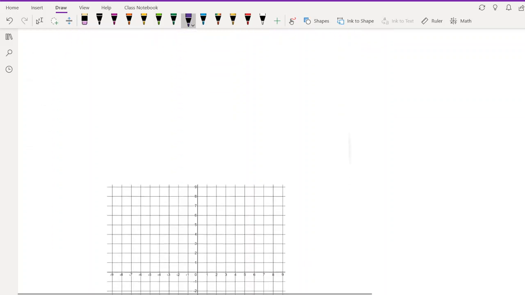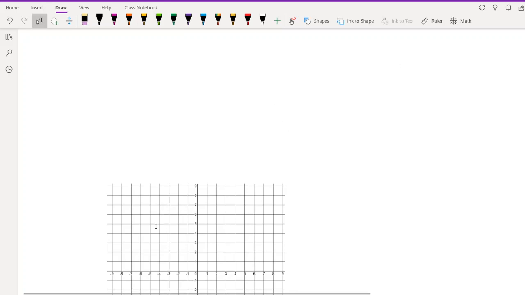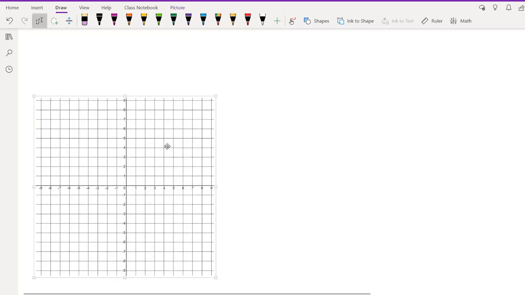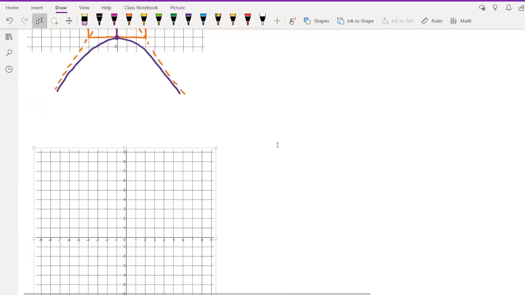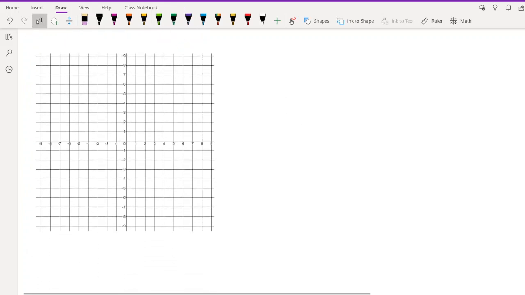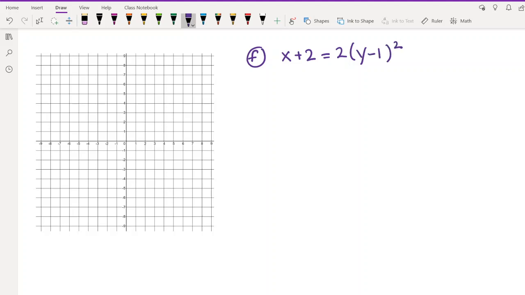All right, one more. Okay, so the last one we're going to do is f. So f is asking you to graph x plus 2 is equal to 2 times y minus 1 squared.